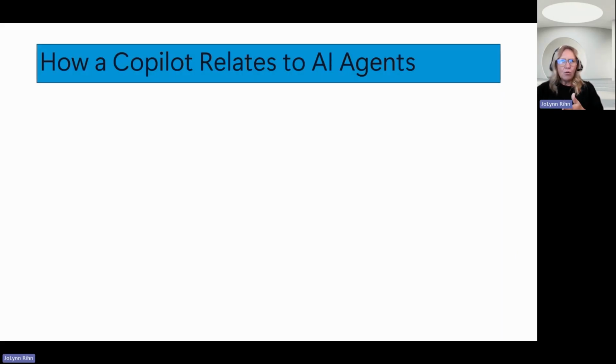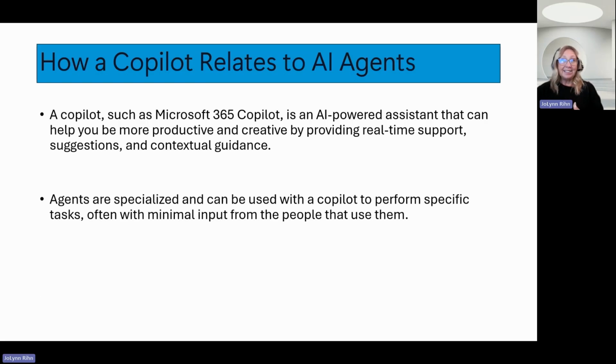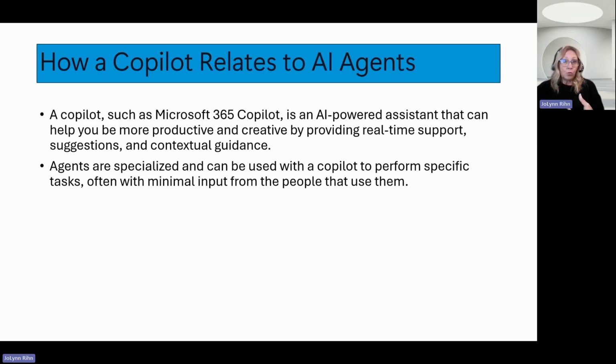So how a Copilot relates to an AI agent is something we need to understand. So a Copilot, like our Microsoft 365 Copilot, is an AI-powered assistant that, of course, can help us be more productive and creative, giving us real-life support, suggestions, and guidance. That's how Copilot works. All Copilots do.